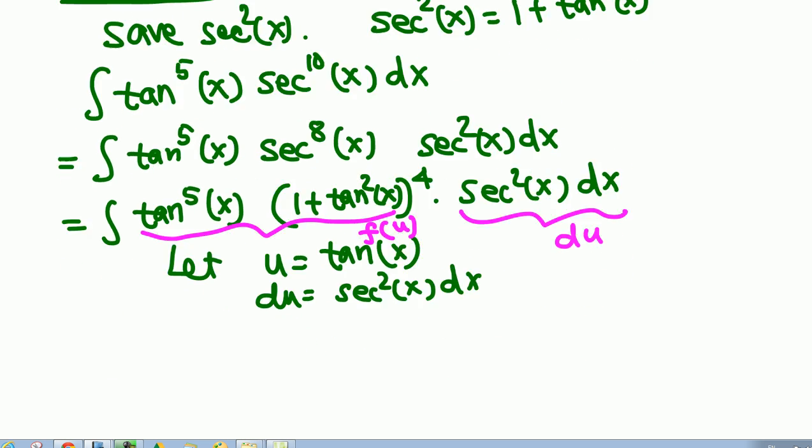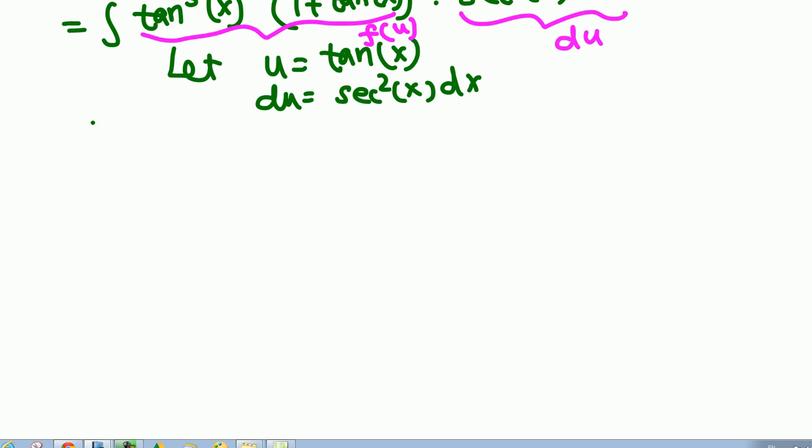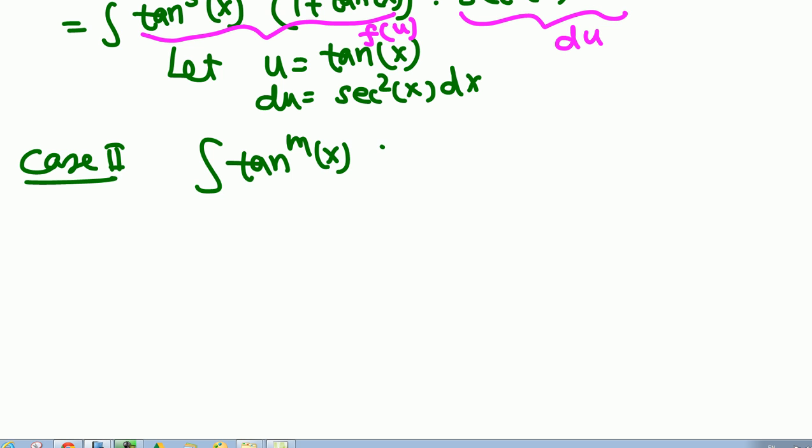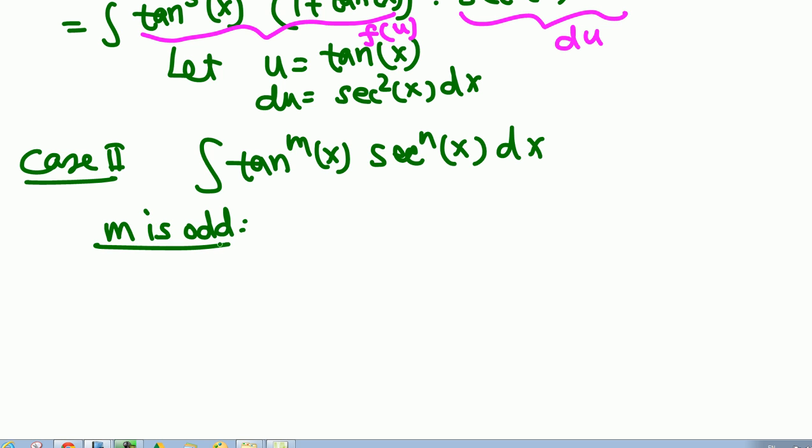Case 2, when the exponent of tangent, the exponent m, is odd. Okay, if m is odd, let me write here case 2. So we are trying to integrate tangent times secant, and if m is odd, then take 1 secant from here, tangent from here, and 1 secant from here. Okay, save secant tangent at the end.